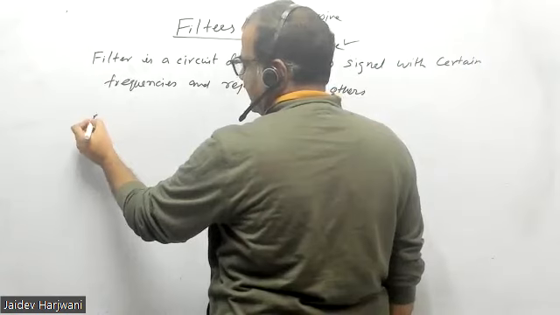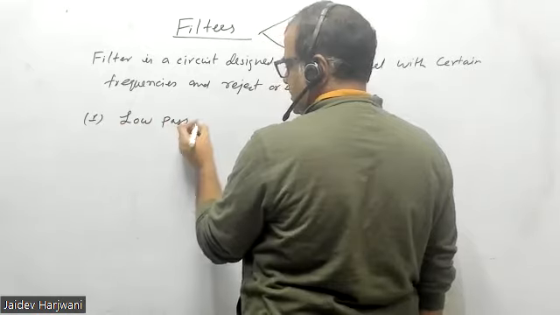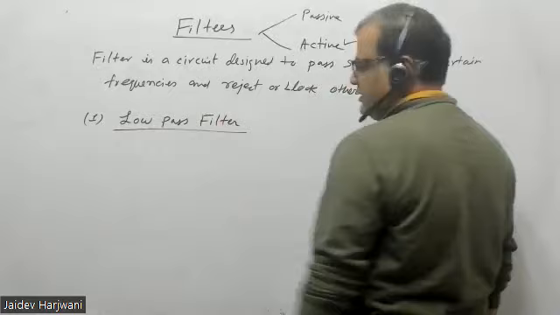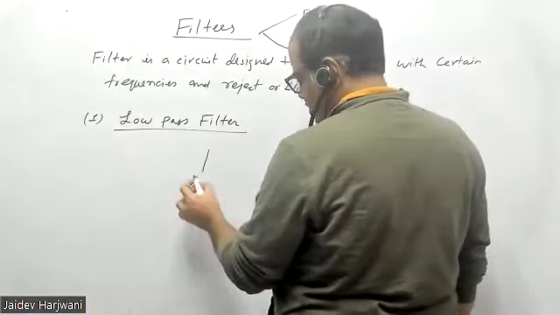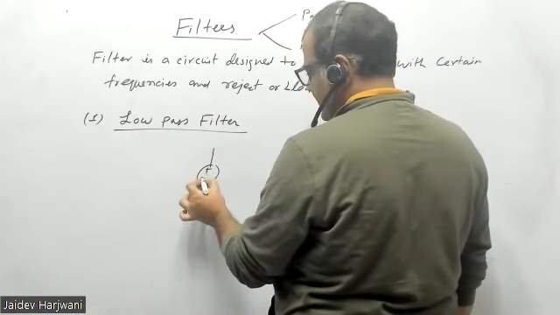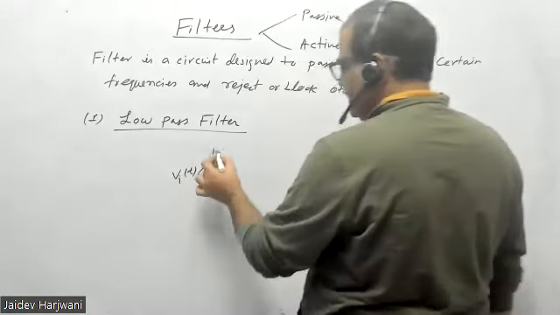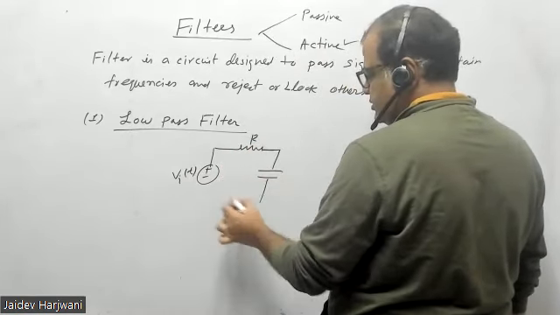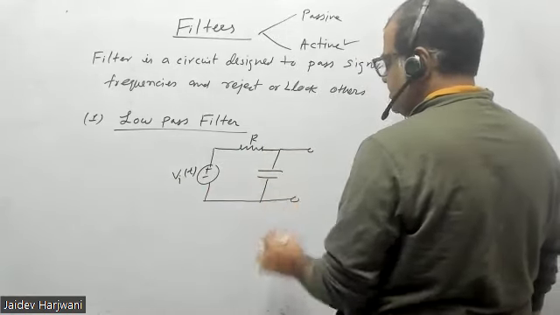There are many kinds of filters. First is the low pass filter. A low pass filter means it should pass low frequencies but stop high frequencies. If a signal input as a function of time is coming, and I put a capacitor here, and I start measuring the output here.